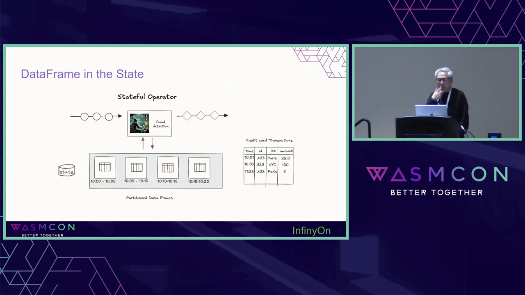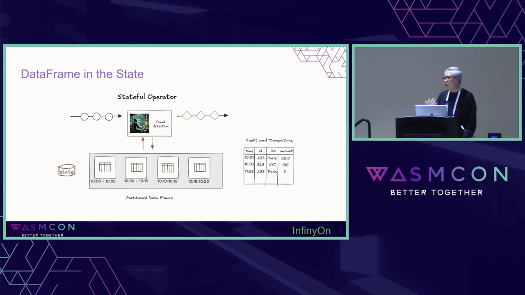Okay. So now what are the use cases for using Apache Arrow in here? Basically, when you're dealing with things like fraud detection, you are trying to detect patterns in multiple time windows. So you partition the data into different time intervals and you count them based on certain kinds of similarity. For example, with credit card transactions, you're trying to detect whether certain transactions happen, for example, grouped by location.